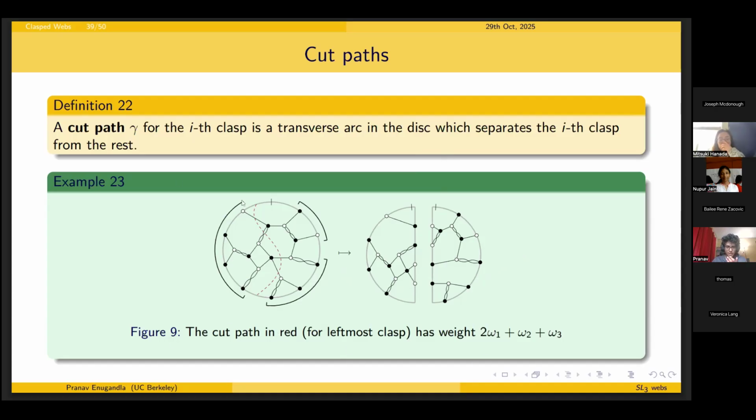For this example, the leftmost clasp, I have weight 2 omega 1 and omega 2 and omega 3. So these two middle black vertices of degree 1 correspond to a weight of omega 1. This hourglass boundary vertex, the thing that's connected to this hourglass, corresponds to an omega 2. And the white vertex corresponds to an omega 3. So the weight of this whole clasp is the bottom thing.